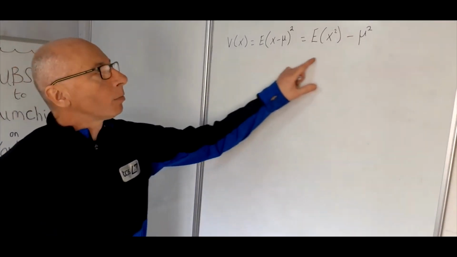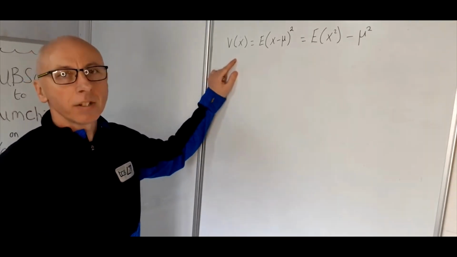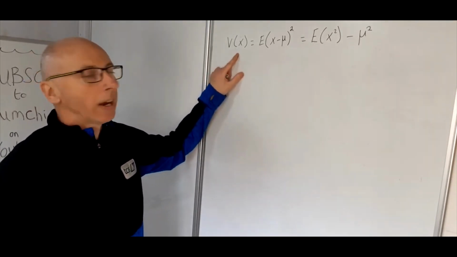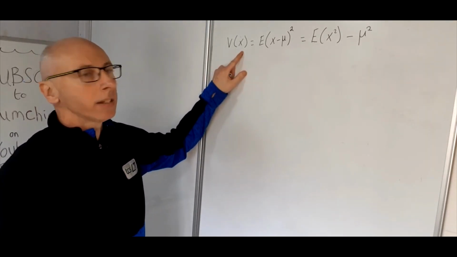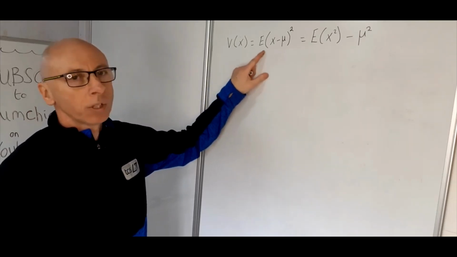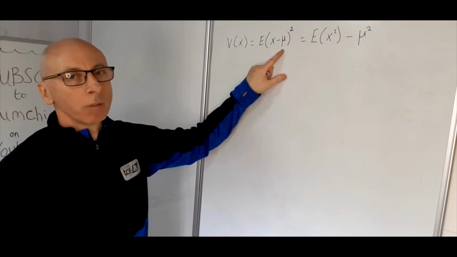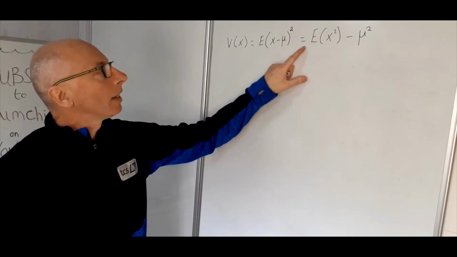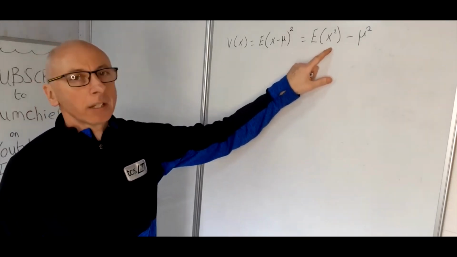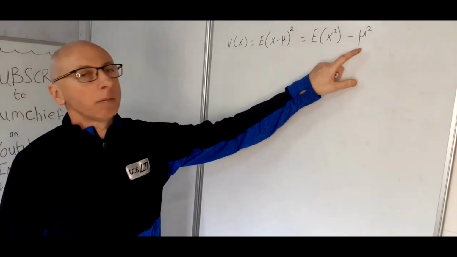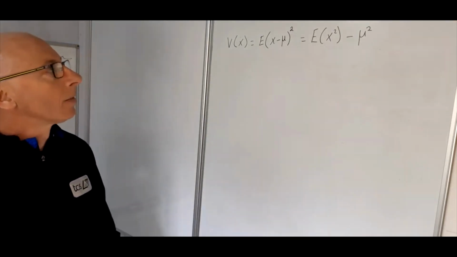Okay, so we're going to prove this statement here in statistics is valid. The variance of x, our random variable, equals the expectation of (x minus mu) squared, where mu is the mean, and this is equal to the expectation of x squared minus mu squared.